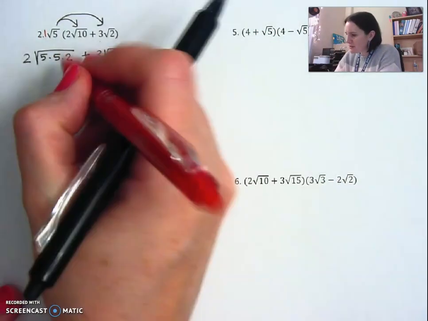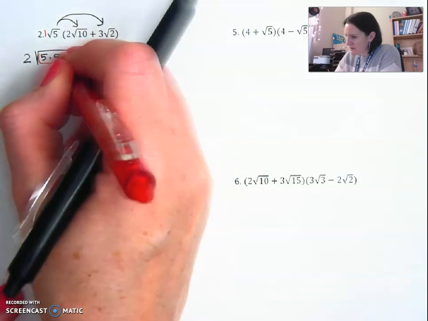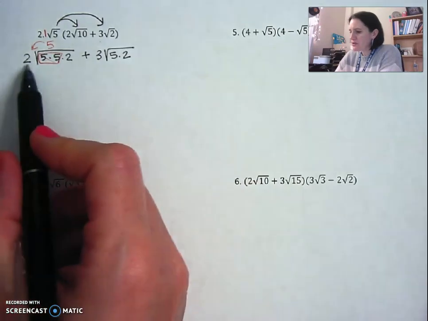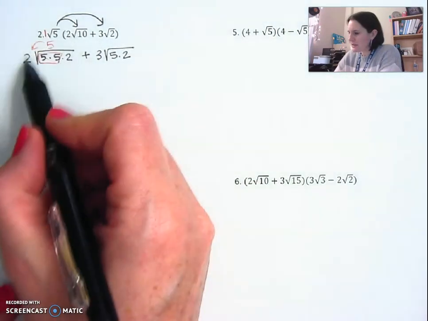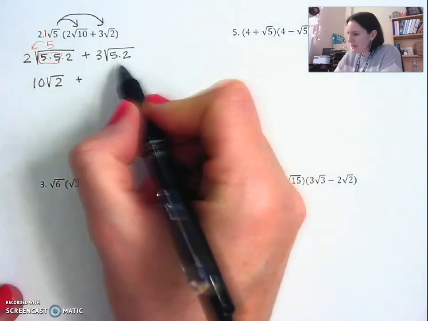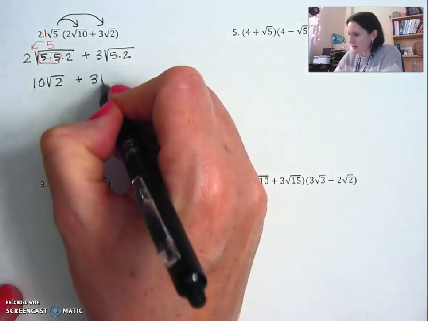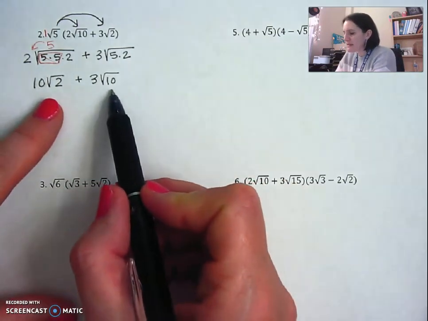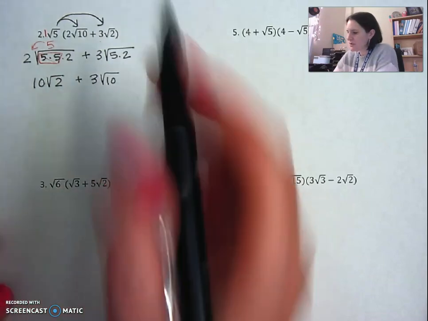So in the first radical, I have a pair of 5's, and I'm going to pull 1 5 out. And I already have a 2 out front, so those get multiplied together, 10 square roots of 2. And nothing simplifies in the second radical, so it's going to stay like this. And I cannot combine in the next step because the radicands, the stuff inside, doesn't match. So we just leave it alone.